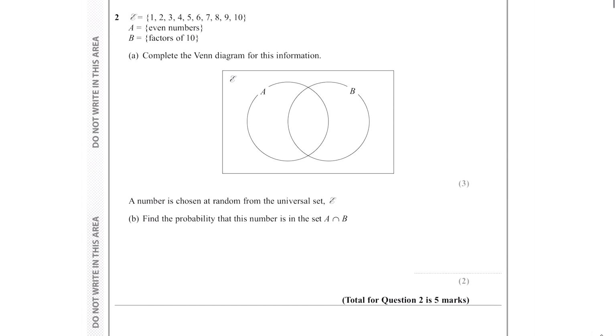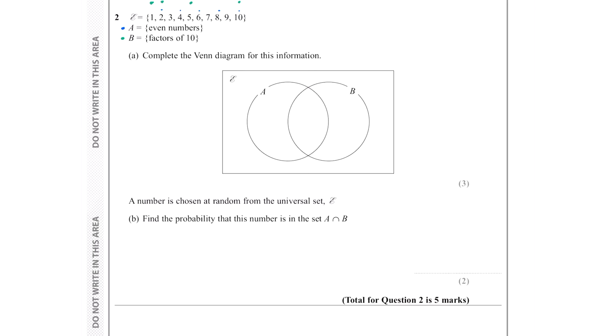So coming on to question 2 now. We have a universal set. A are even numbers, B are factors of 10. So even numbers, if I just put a blue dot above them, they'll be 2, 4, 6, 8, 10. I'll just put a blue dot here as well. And with factors of 10, I'll put a green dot here. That's going to be 10. So any number that's divisible by 10 and doesn't leave a remainder, that will also be 5. That will also be 2. And that will also be 1.